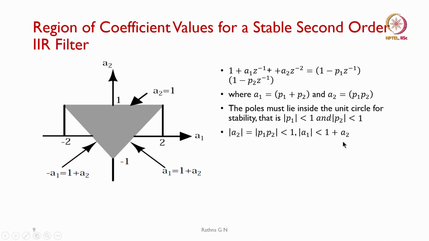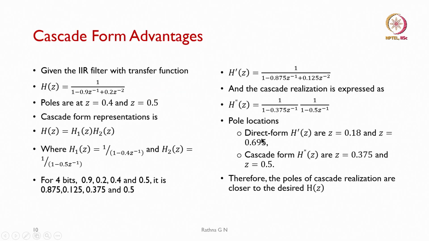So, the magnitude can go up to 2. That is what we get from this triangle. This is how it has been plotted. So, coming to the advantages of the cascade section, we will see with an example here.